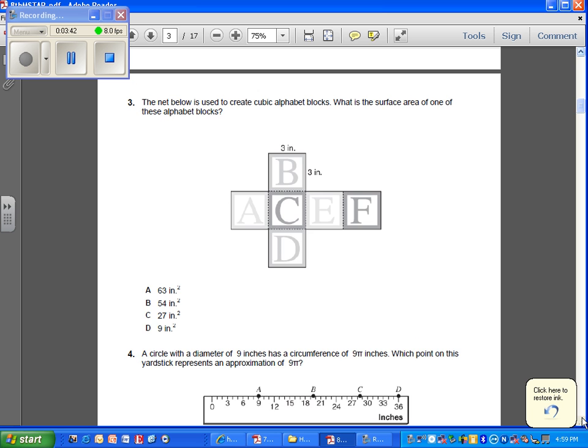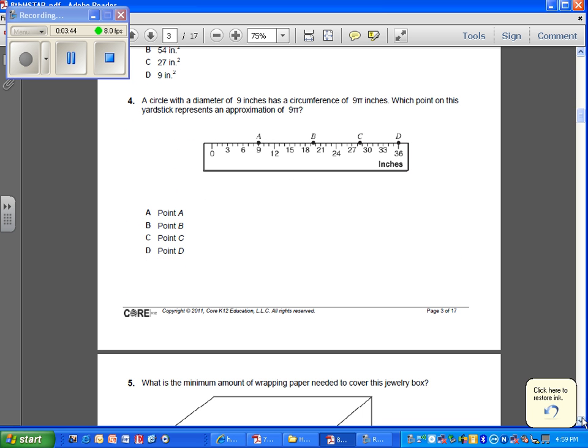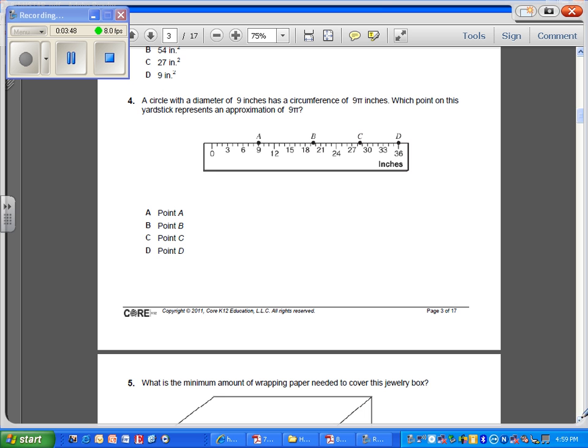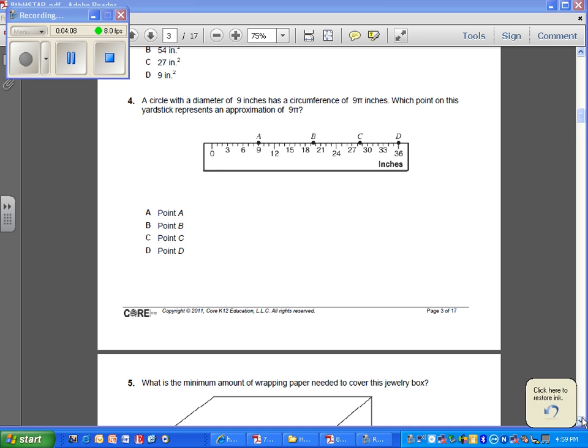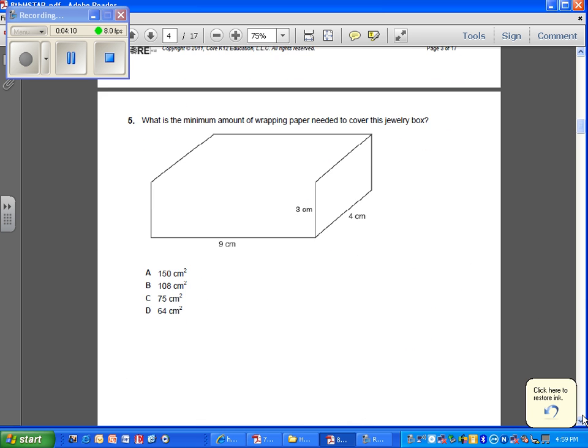All right, let's look at number 4. It says a circle with a diameter of 9 inches has a circumference of 9 pi. That's our formula for circumference. Which point on the yardstick represents an approximation of 9 pi? So 9 times 3.14, I know it's going to be 27 point something. All right, let's move on to number 5.